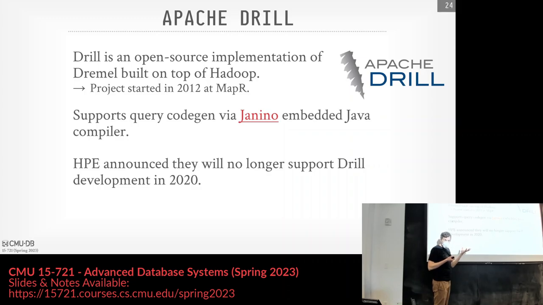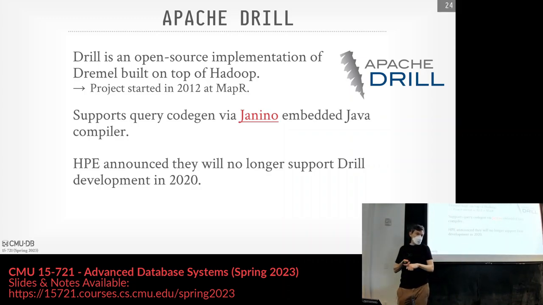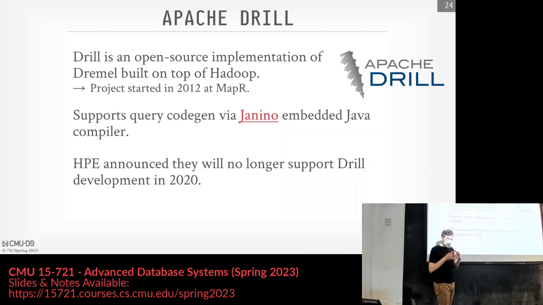I don't say Drill is dead, because people watch this and get an email and complain, but MapR got bought for peanuts by HP, and then HP announced in 2020 that they're not going to spend resources maintaining it anymore. So it's an open source project. People are still working on it, but there's no company backing it the same way Dremio is, and there's not a vibrant open source community like in Presto or Trino.